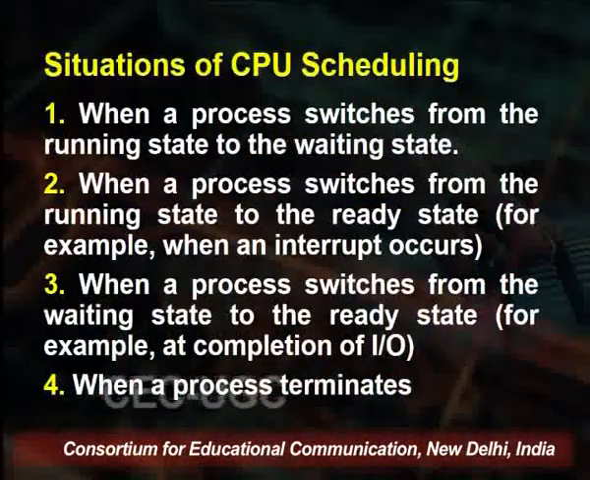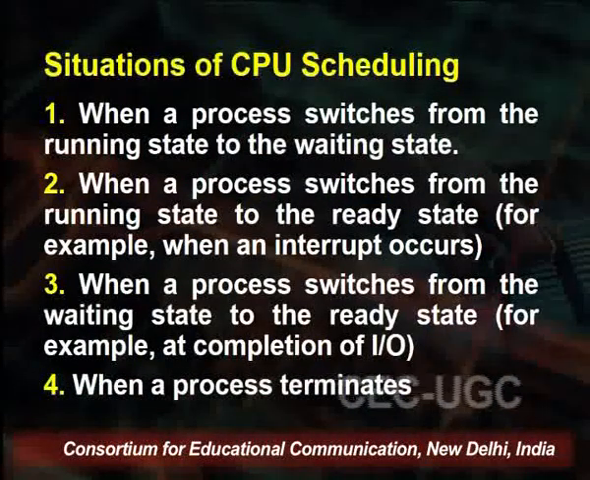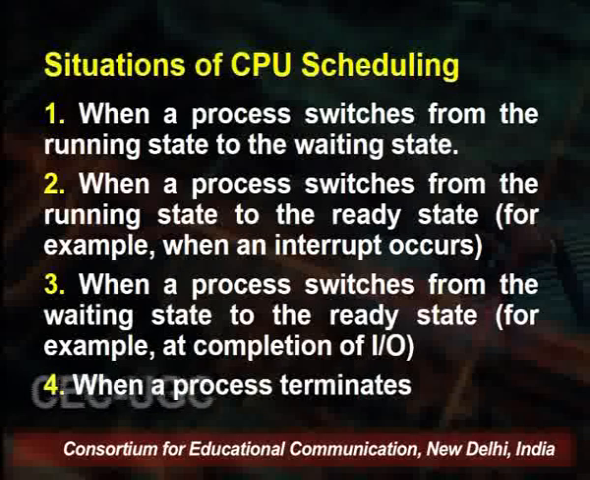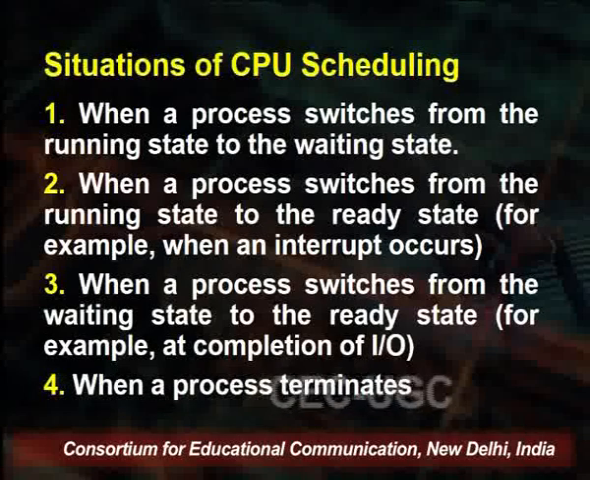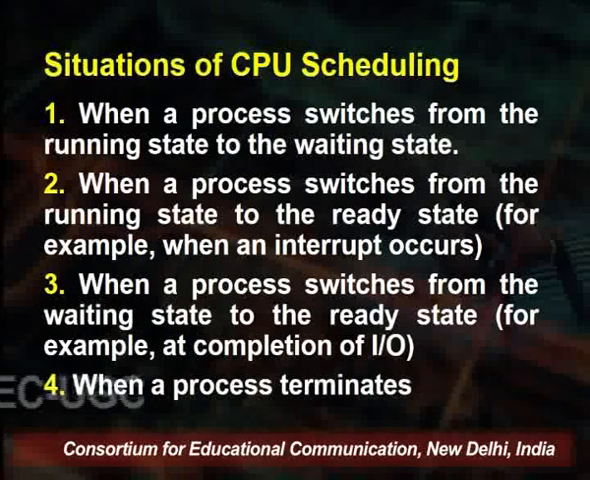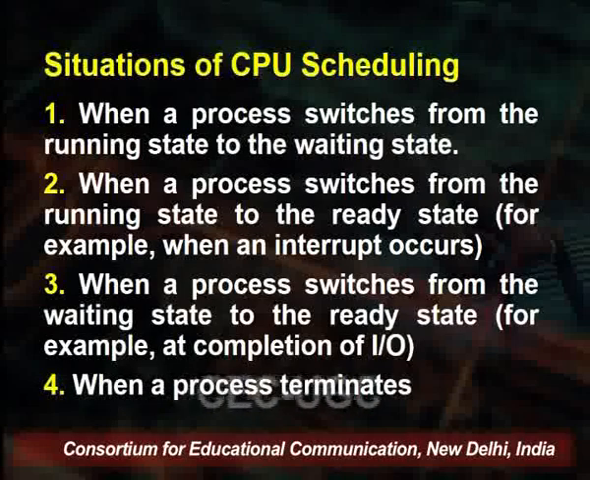So, with this background of types of scheduling, let us see what are the situations in which CPU scheduling is required. There can be 4 situations of CPU scheduling. First is when a process switches from a running state to a waiting state. For example, a process is in a running state, that means it has the CPU and execution is going on, and somehow it needs an input output burst or something of that sort, and from the running state it is switched to the waiting state.